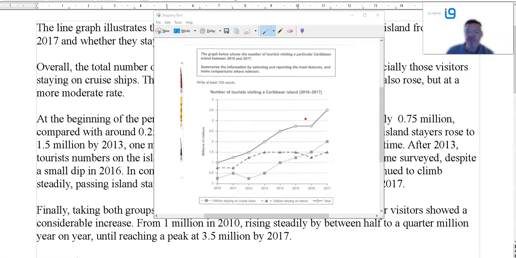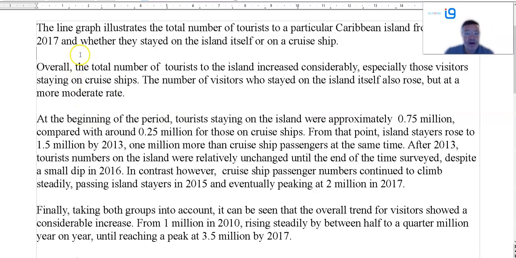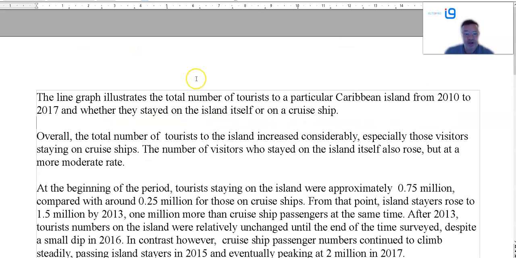Now, as you can see, when you're writing this, you've got that typical 4 paragraphs as a structure: introduction, overview, figures and data, figures and data. So for the introduction here, you need to summarize the rubric, the title, what's on the x-axis, what's on the y-axis. Like in this one here, the line graph illustrates the total number of tourists to a particular Caribbean island from 2010 to 2017, and whether they stayed on the island or on a cruise ship.